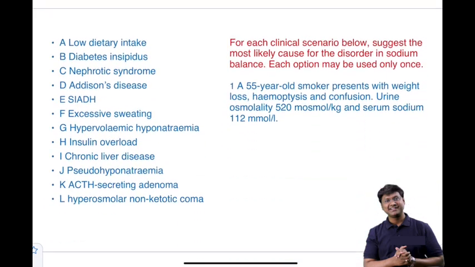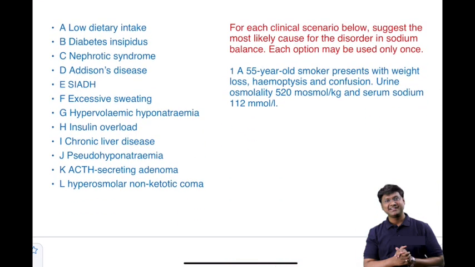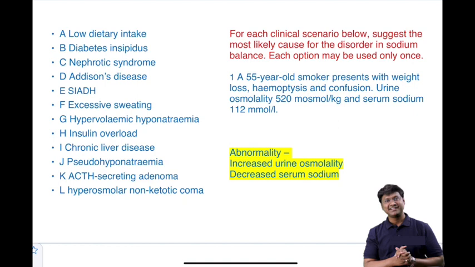Starting with the first important clinical scenario: a 55-year-old smoker presents with weight loss, hemoptysis, as well as confusion. Urine osmolality is 520 milliosmoles per kg and serum sodium is 112 millimoles per liter. Now, in this clinical scenario, what is the abnormality? The abnormality is a slight increase in the urine osmolality and a decrease in the serum sodium.